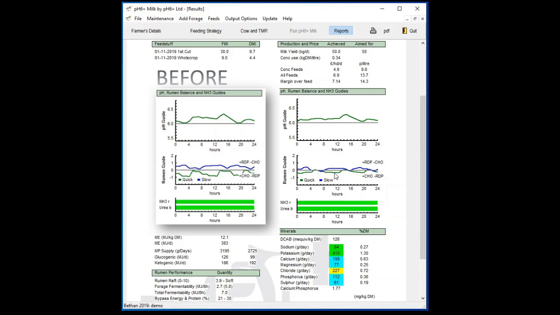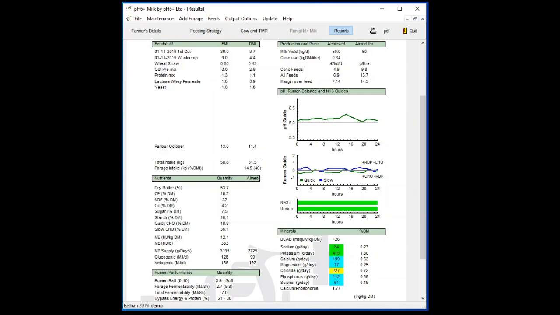If we look at the next graph, labeled NH3R, it shows us the rumen ammonia concentration. A green line would represent an ideal value. A yellow line indicates that the level is high, and a red line shows a very high level. If the line is blue, then this indicates that there are not sufficient levels of ammonia present. The urea B graph is a prediction of the blood urea concentration. This graph uses the same color code as before. If the NH3 and urea levels are too high, this will affect fertility, making the cows less likely to calve.